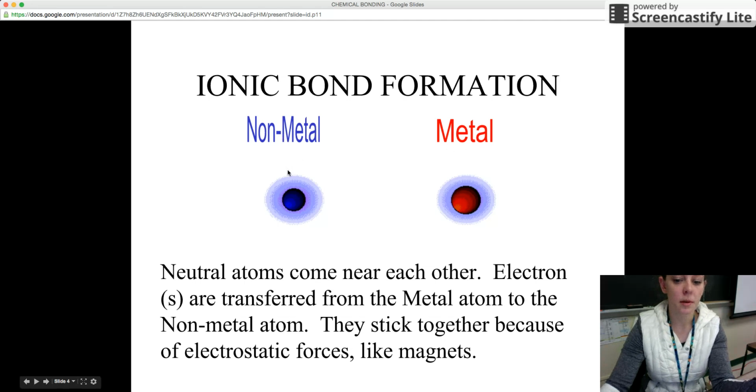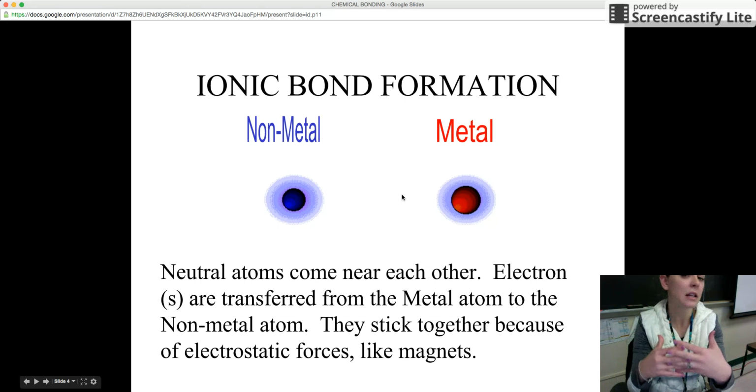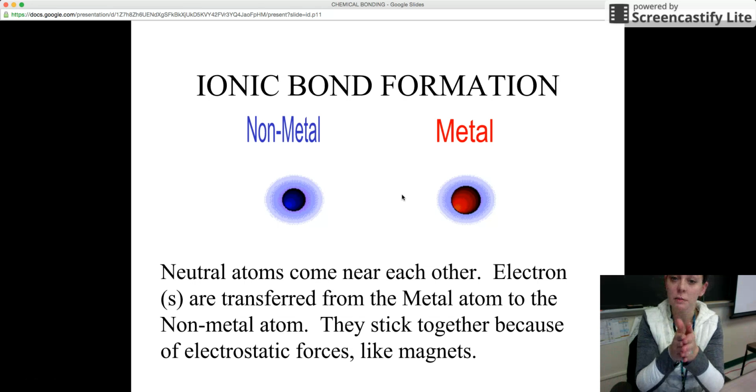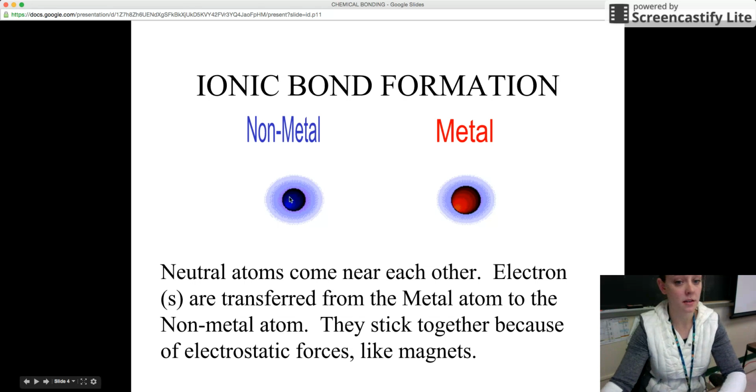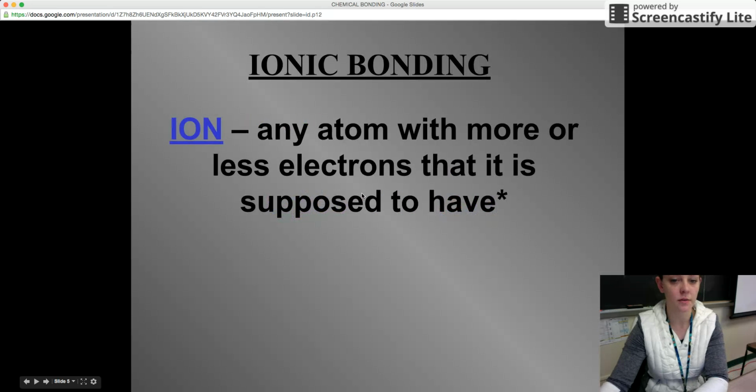Now when that happens, the metal atom becomes a cation, or a positive ion, from losing an electron. The nonmetal becomes negative from gaining an electron, so an anion. Then these two are attracted together kind of like two magnets. You have a positive end and a negative end, and they like to stick together. That's because the metal is positive and the nonmetal is now negative.